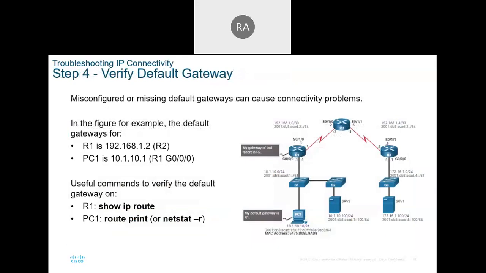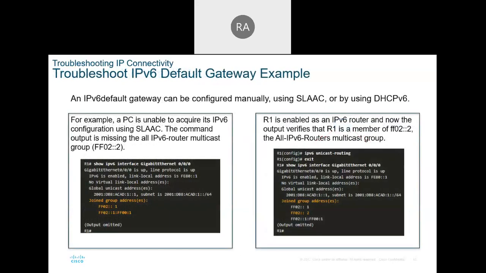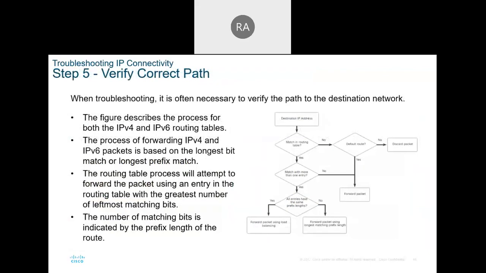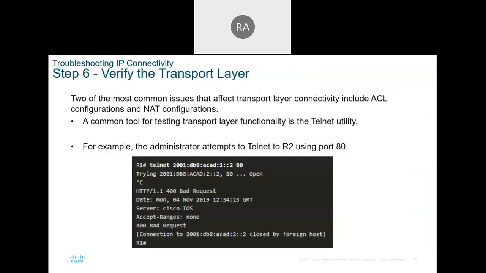Verify that we have the correct default gateway. If you don't have the correct default gateway, you can't get out. If it is IPv6, the same principle applies. And verify the correct path. Are we taking the correct path to the destination? If we are not, we may have to decide to change our route.